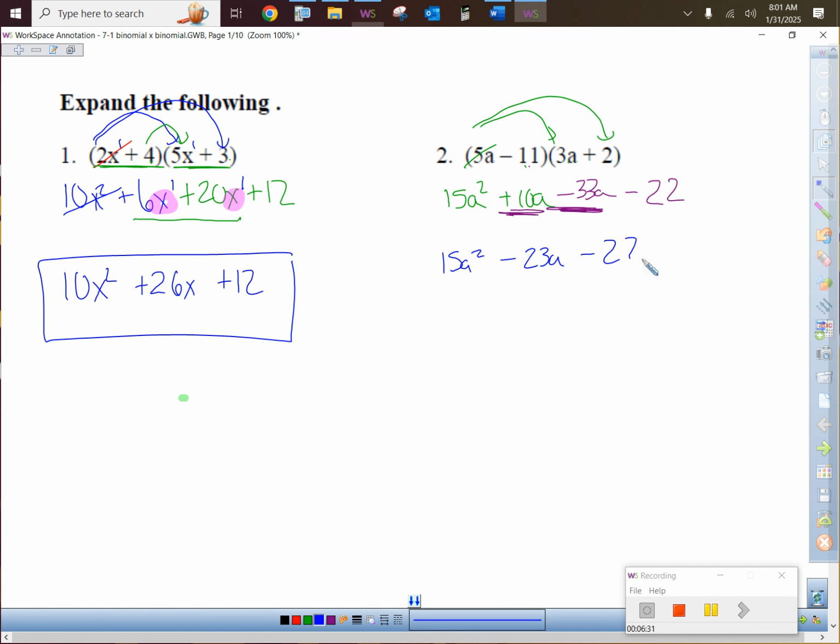Notice I started with my a squareds. That's what you care about. It's not these guys. These are called coefficients, like the number in front of the variable. We don't care what order they're in. It's the a squared and then the a's and then this. Yes?